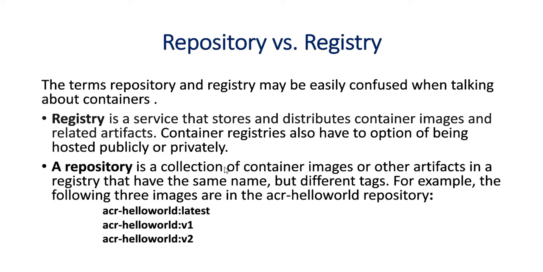And a repository is a collection of container images or other artifacts in a registry that have the same name but different tags. For example, the following three images are in the acr-helloworld repository. So we have a repository called acr-helloworld, and under this repository we have three images. If you see acr-helloworld latest, so latest, v1, v2, these are the tags. So in a single repository you can have multiple images with the help of tags. That's the main difference between repositories and registries.